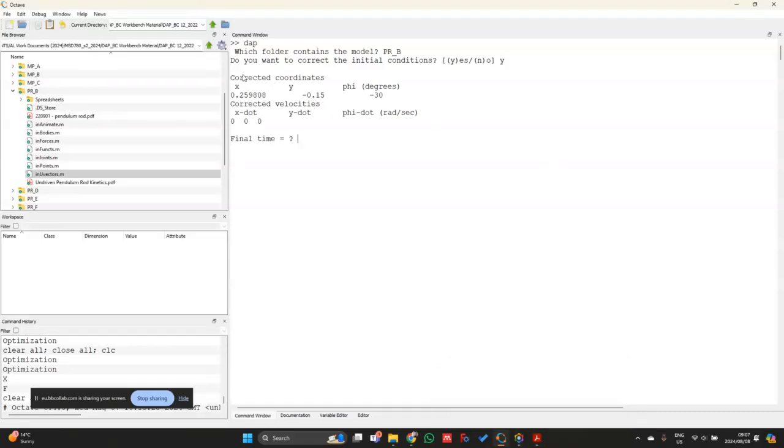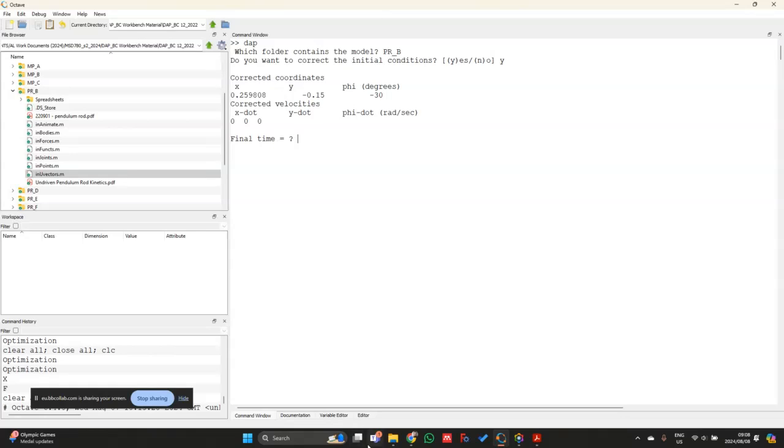And then we can see over here, it then gives us the corrected coordinates. So these are the coordinates of the center of mass of the bodies. So we can see X and Y are what we specified originally, and then phi, which is the degrees, is also -30. We just specified it in radians as -π/6. And then X dot, Y dot, and phi dot are also given as 0, 0, and 0. So that is also correct since we're starting from rest.